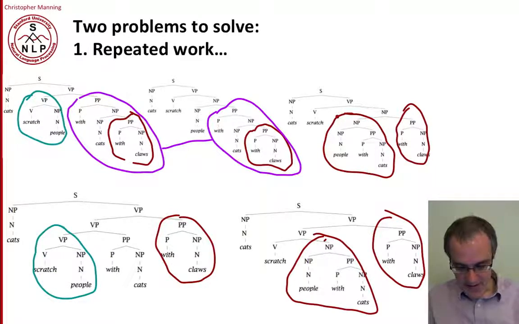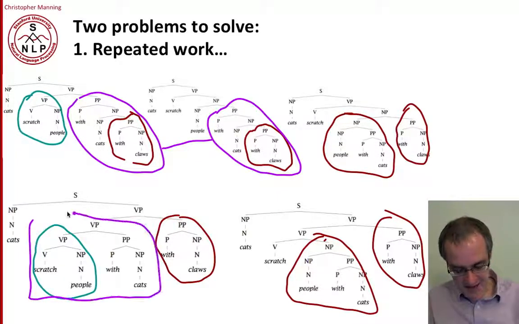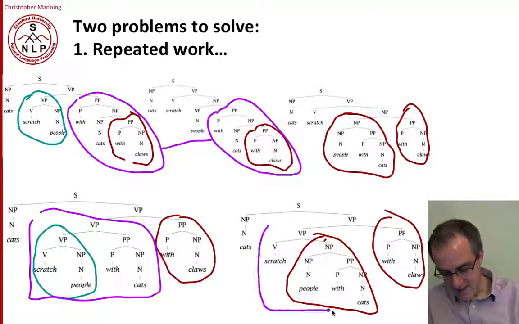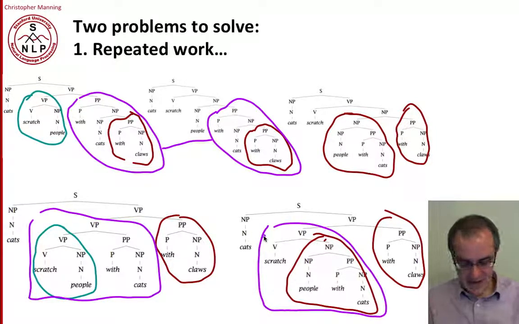Here is a verb phrase, scratch people with cats, and here is again the verb phrase scratch people with cats being generated a second time. So there's just a lot of repeated work. And so the secret to building efficient parsers and getting away from doing an exponential amount of work is to avoid doing the same work twice. We only want to find possible pieces of structure for a sentence precisely once, and then we'll be able to turn parsing from an exponential problem into a polynomial time problem.